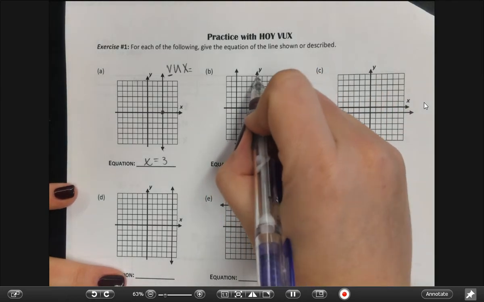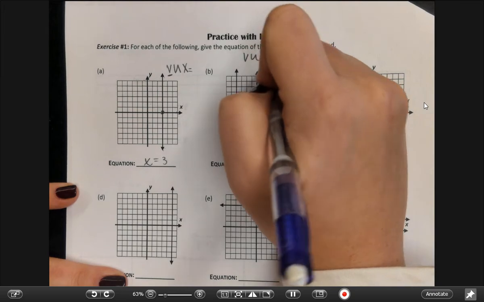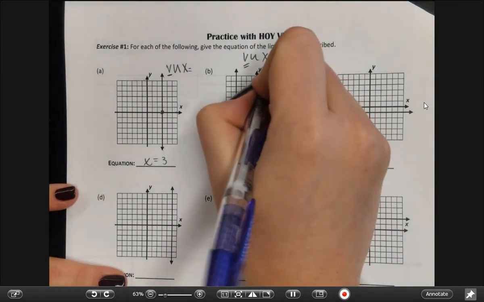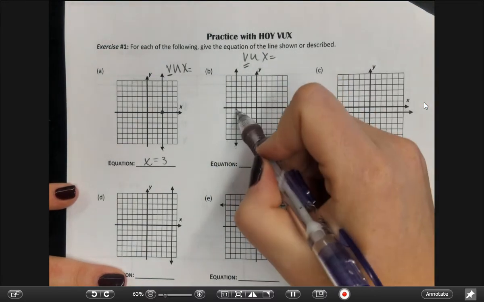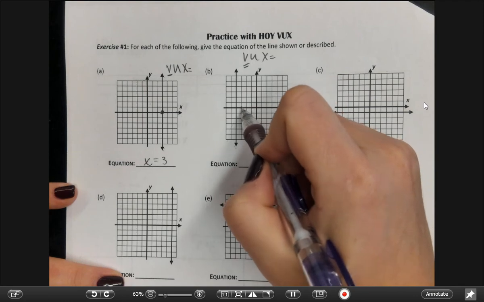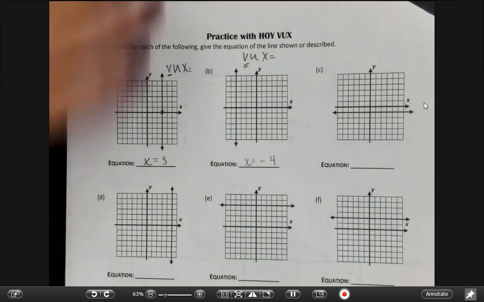Is this vertical or horizontal? This one right here is vertical. So I'm at Vox. Vox is vertical, that means it's x equals something. So what x value does this line lay at? -1, -2, -3, -4. So x equals -4.